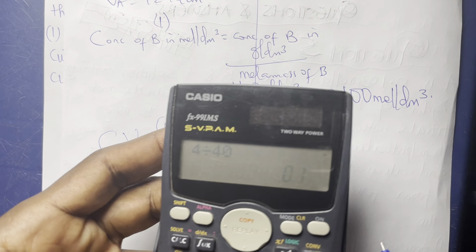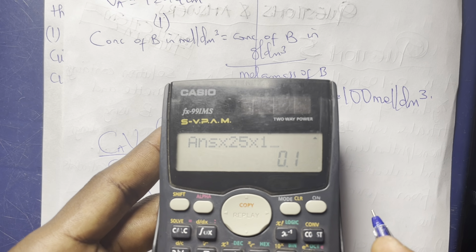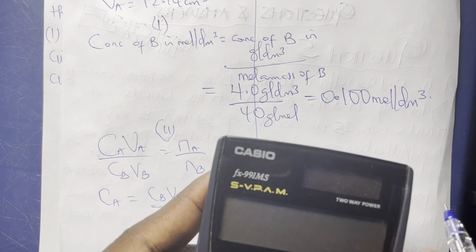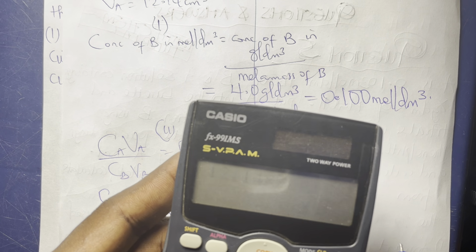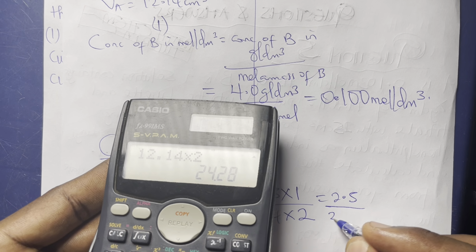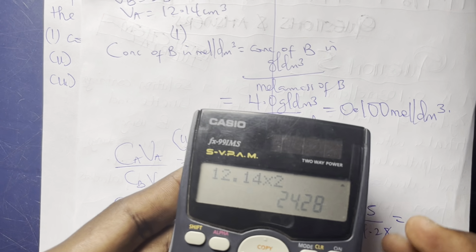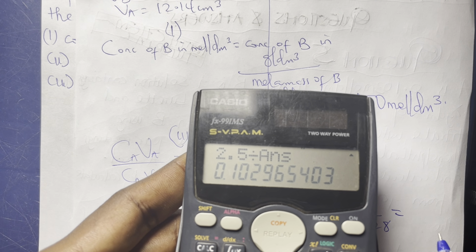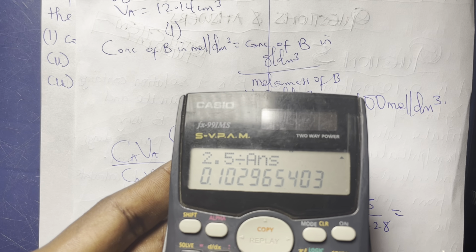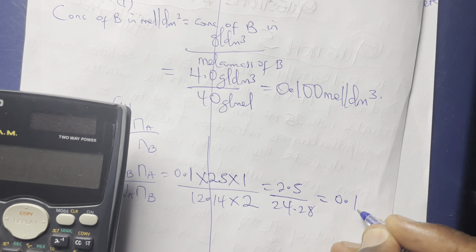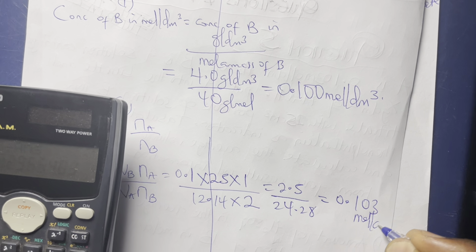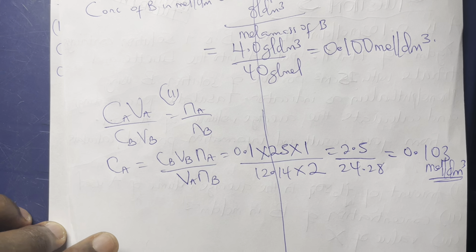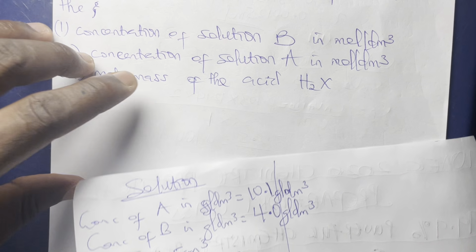So let's do this mathematics. This is 0.1 times 25 times 1, that is 2.5, all over 12.14 times 2, that is 24.28. So let's divide 2.5 by 24.28. That is 0.103. So that is 0.103 mole per dm cube. That's the concentration of the acid, the concentration of solution A in mole per dm cube.